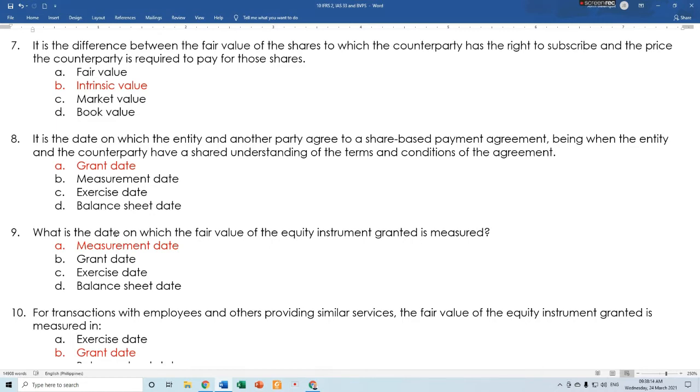Next, number 9. What is the date on which the fair value of the equity instrument granted is measured? Siyempre, ang sagot, measurement date. Although most of the time, the grant date and the measurement date are the same. Pero technicality, okay, technical term kasi ang pinag-uusapan, kapag ang pinag-uusapan is yung date kung kailan mo mini-measure yung fair value ng equity instrument, measurement date ang tawag doon. Okay? Kaya sa number 9, measurement date.